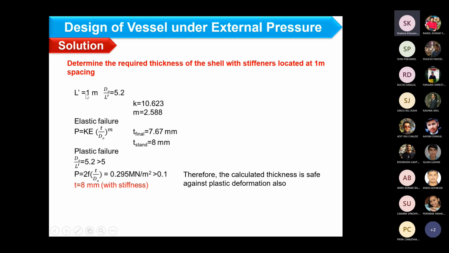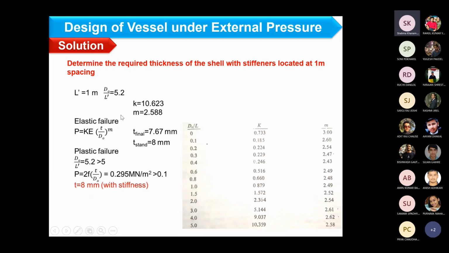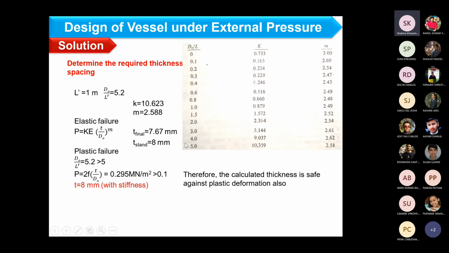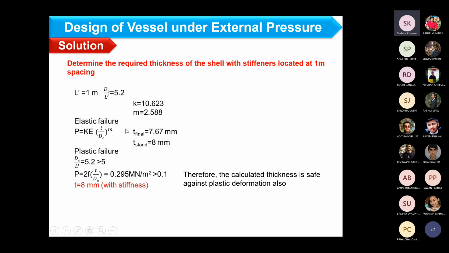Okay, so L prime is considered as 1 meter, Do by L prime is 5.2, and if you see this Do by L prime, the chart goes only up to 5, so we can extrapolate to find these k and n values. Okay, so that you can do, and once I have this k and n, and the modulus I know already, I can find the thickness corresponding to the plastic failure. Okay, so here this is the design pressure.